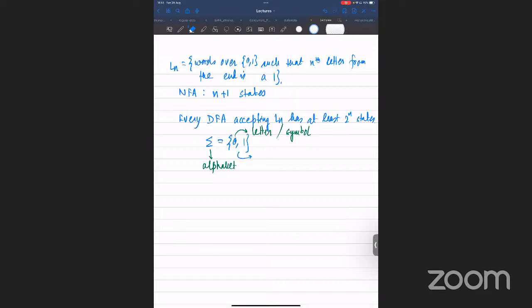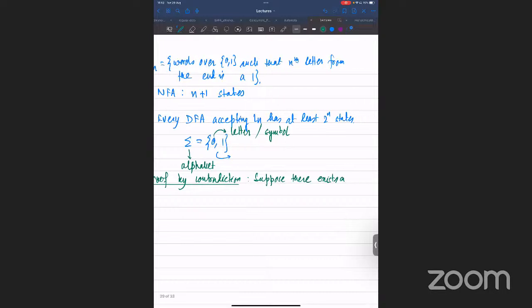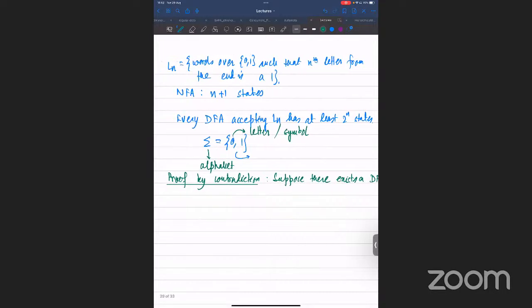So anyone has some idea? Tefila, do you want to suggest something, how you can do this? Can you try a proof by contradiction? So, proof by contradiction. Suppose there exists a DFA with less than 2 raised to n states.